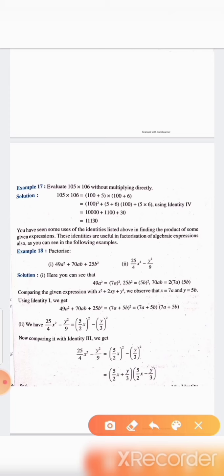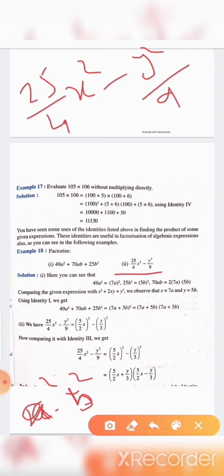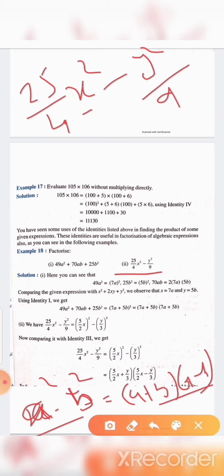Similarly, question number two, again factorize 25 upon 4 x square minus y square upon 9. Here it looks like our identity number 3, a square minus b square. Here we do not use the same variables as in our question, so we change our variables into a and b. So a square minus b square means a plus b and a minus b, another bracket. So it is the factor of this term.